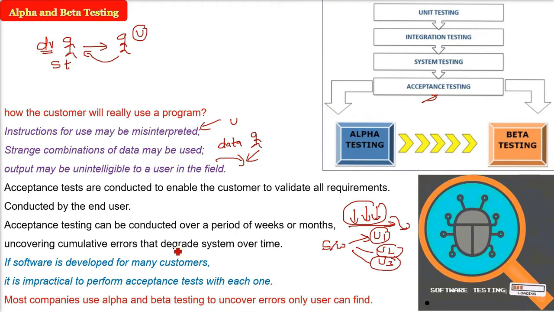So most companies use alpha and beta testing in order to uncover errors that are only possible to find by a user. The user can find certain errors which the software team or the developer cannot. For that, alpha and beta testing can be a help. That is why alpha and beta testing has come into being.